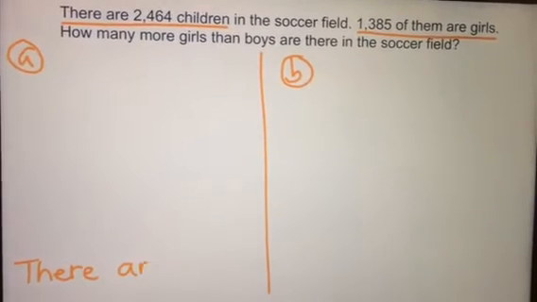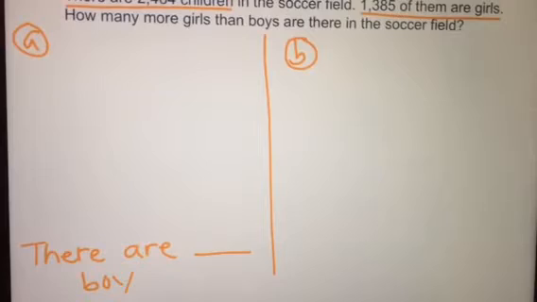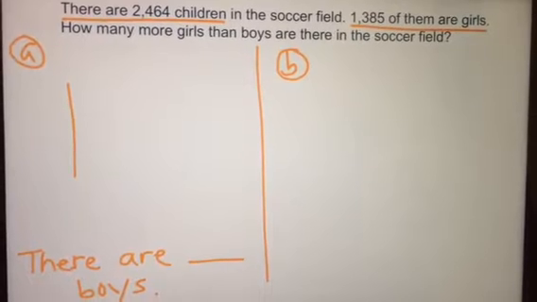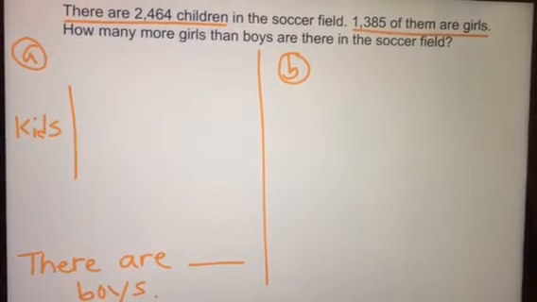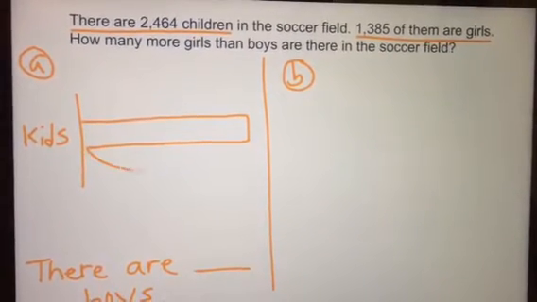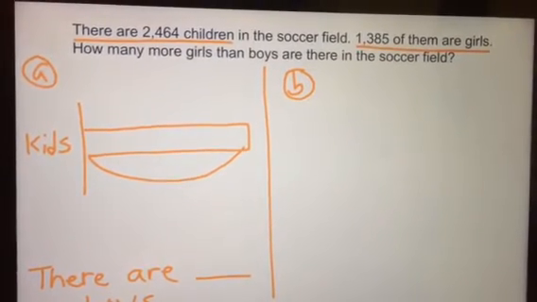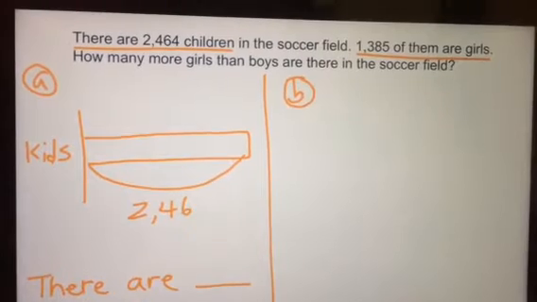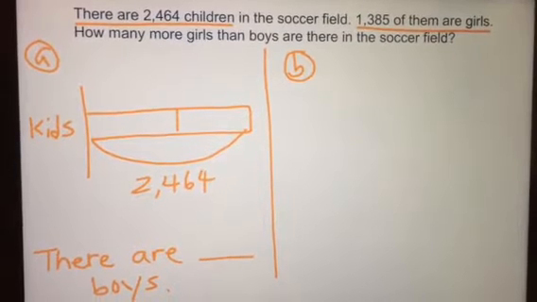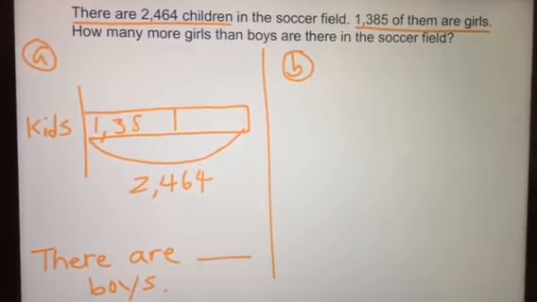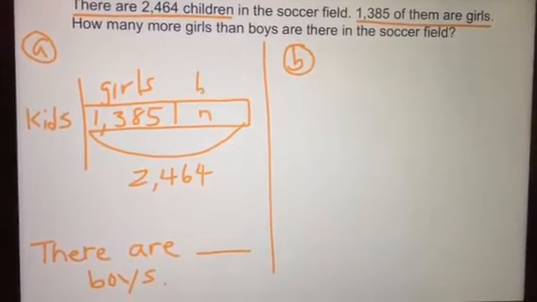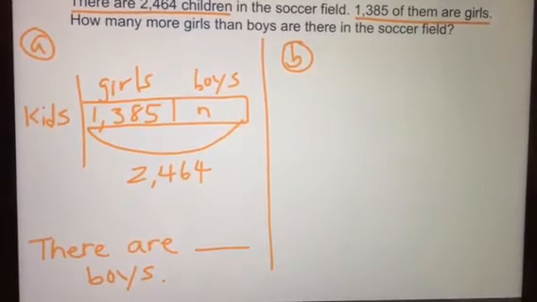The answer statement is there are blank boys. I'm just going to write that. It's supposed to be there are blank boys on the soccer field. Okay, so here's the beginning line, and I'll write kids, because that's what this problem is about. And I told you that there are a total number given, 2,464 children on the soccer field. And we can see, because the problem tells us, that 1,385 of them are girls, and we don't know how many boys there are.